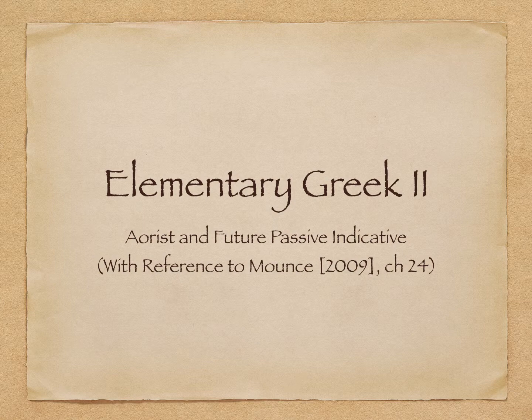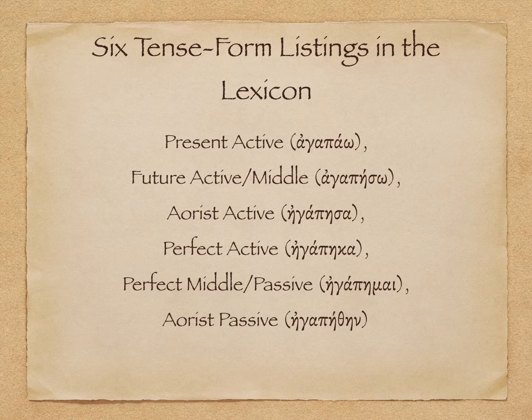Moving on now to the aorist and future passive indicative, chapter 24. You are noticing a pattern by now. In each chapter we have various tense forms, sometimes just part of that tense form. Here just part of the aorist and futures, the passives. We've already looked at the actives, and so now to the passives, and you are hopefully familiar with the lexicon in the back of Mounts.